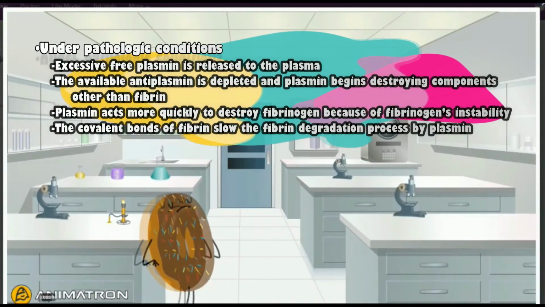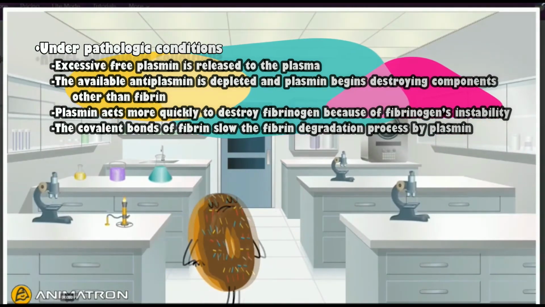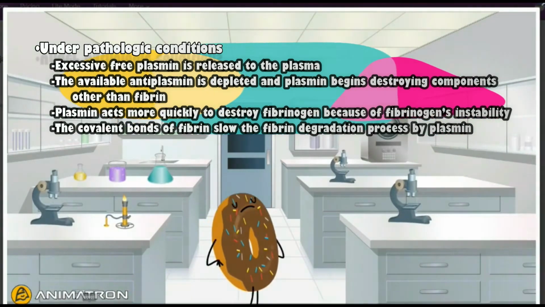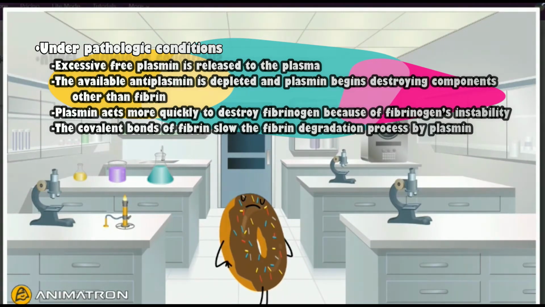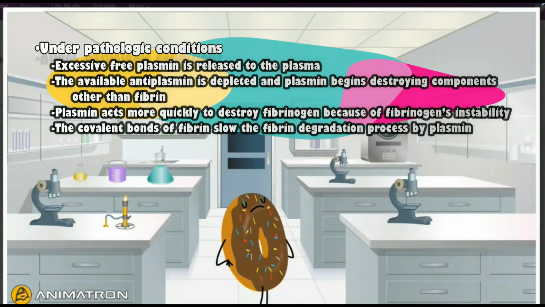Under pathologic conditions, excessive free plasmin is released to the plasma. The available antiplasmin is depleted and plasmin begins destroying components other than fibrin. Plasmin acts more quickly to destroy fibrinogen because of fibrinogen's instability. The covalent bonds of fibrin slow the fibrin degradation process by plasmin.